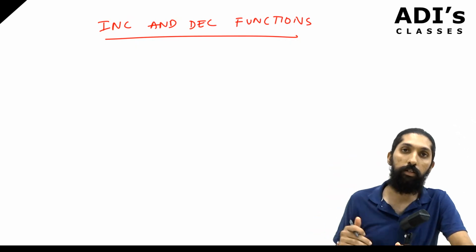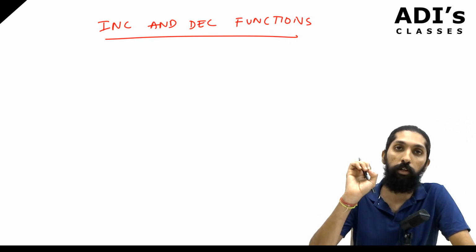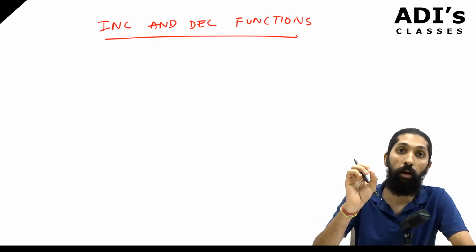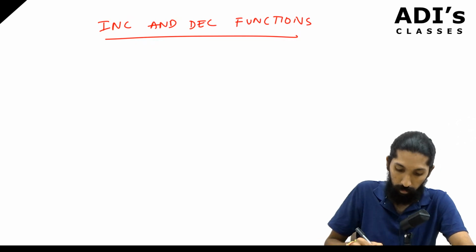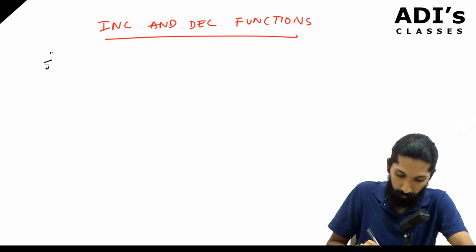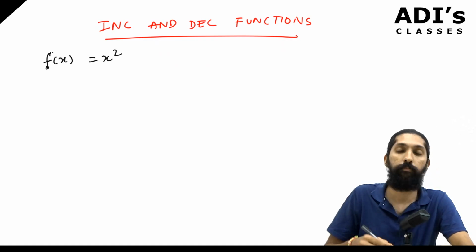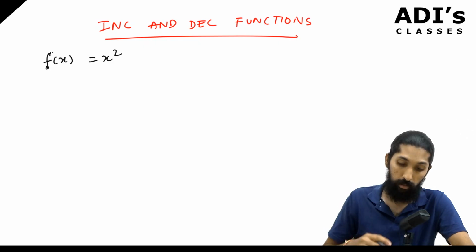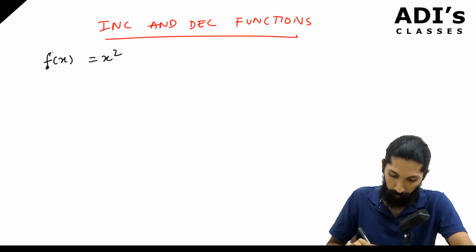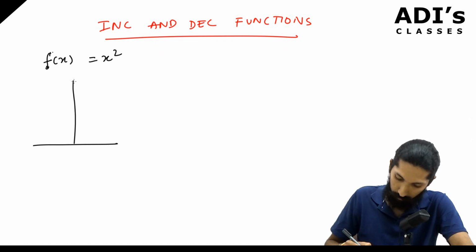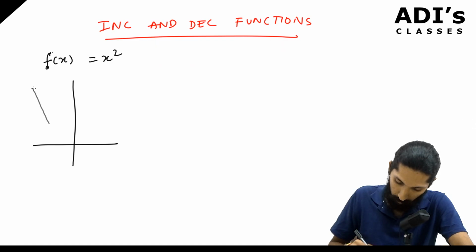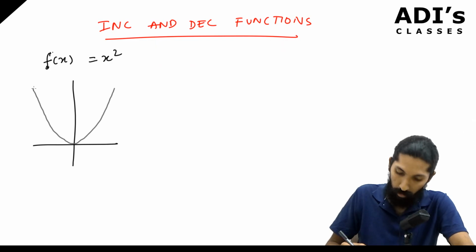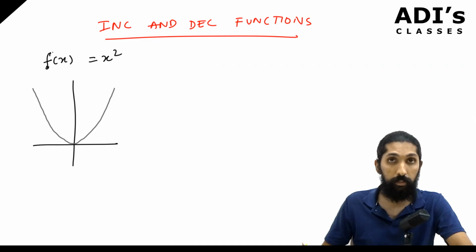Now, let's assume that you have a very simple function. Let's say you have a quadratic function, for example f of x is equal to x square. When you have f of x equal to x square, let's draw the graph of this, at least an approximated version of the graph. The graph is going to go something like this, correct?